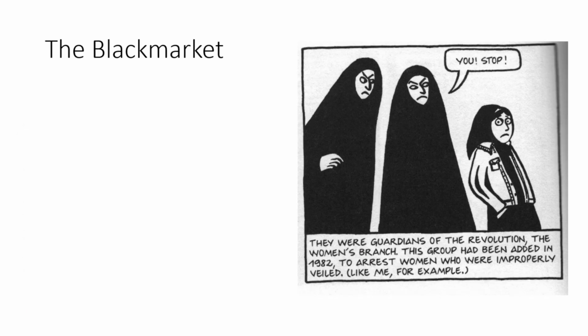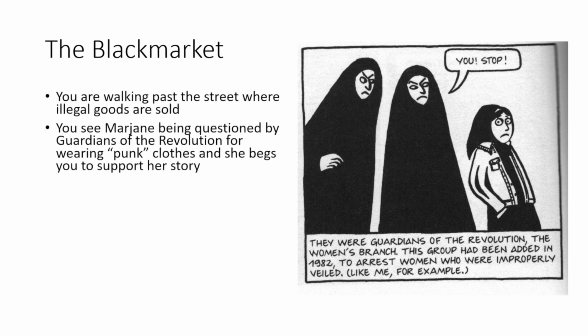But oh, bad luck. She has been stopped by the Guardians of the Revolution. And so she is now in trouble, right? And you are walking past the street where illegal goods are being sold, and you see that Marjane is being questioned by the Guardians of the Revolution for wearing punk clothes. She has a jean jacket on. She has Nike shoes. And she will tell the Guardians of the Revolution that she's wearing the shoes and these clothes because she's on the basketball team, and that her mother died, and she has a stepmother who will treat her very badly and beat her if she gets into trouble.